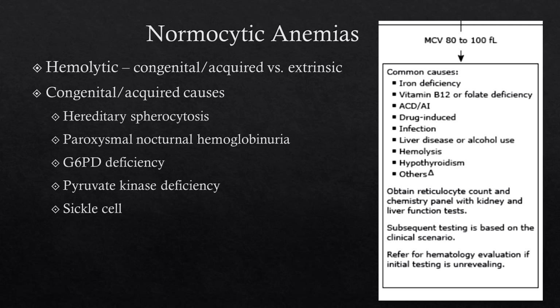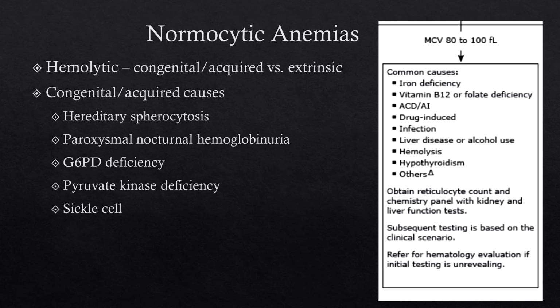The hemolytic anemias, you can look at this as congenital or acquired, I should say, versus extrinsic. And for whatever reason, the boards, USMLE, COMLEX, love testing the congenital things, even though they're much more rare. So we'll go over a bit of those here. The first is hereditary spherocytosis. I have a really good video on that as well.